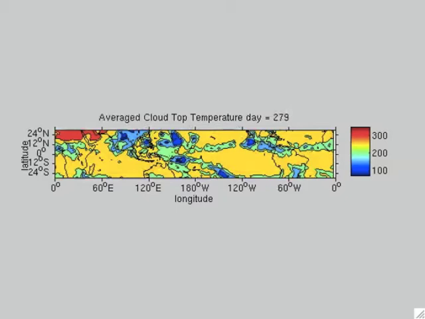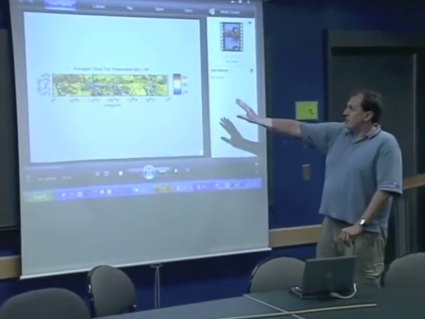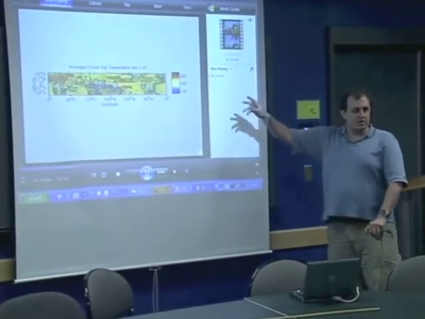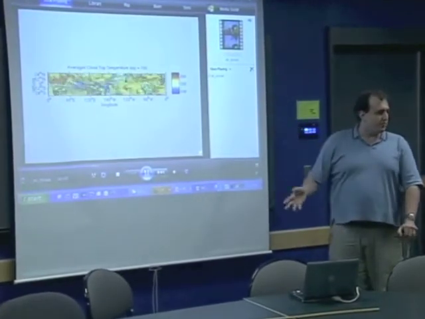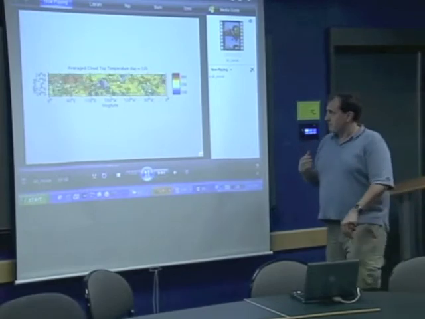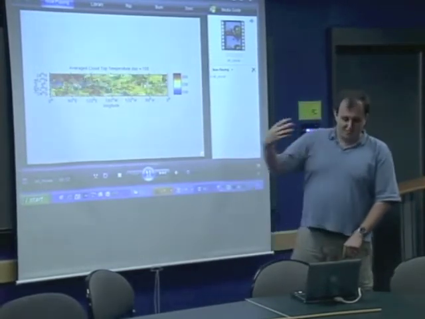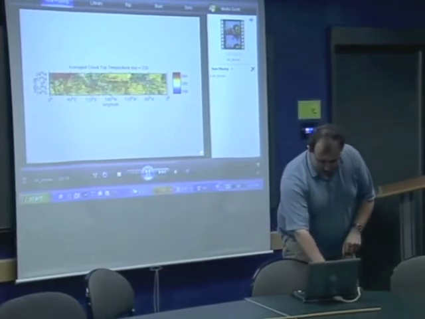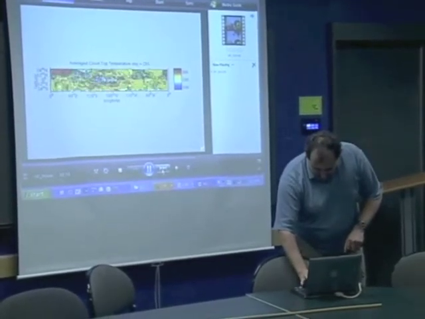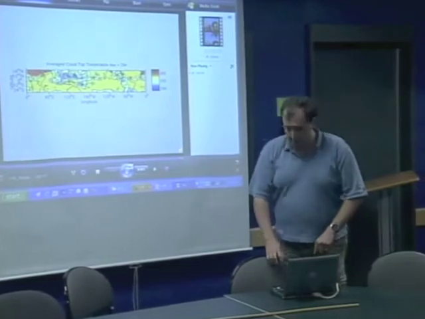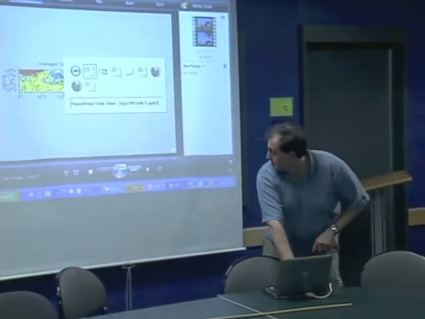And if you squint really hard, you can see waves going in either direction, east and west along the equator. It's really noisy. This is the problem of the real world. There's lots of stuff going on.